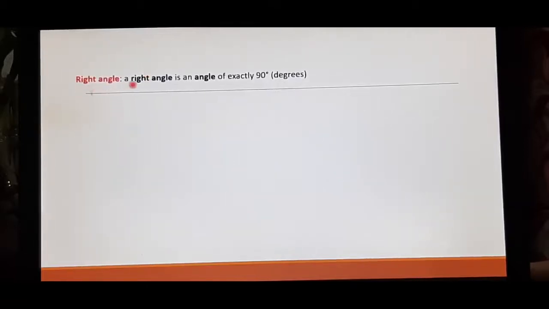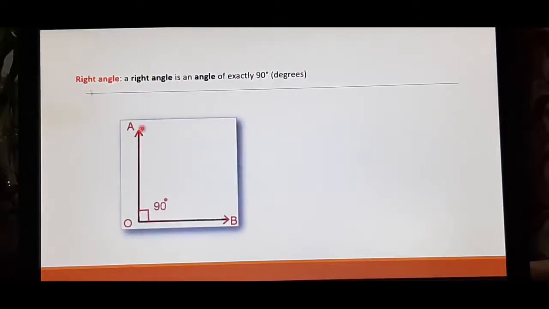Next one is right angle. A right angle is an angle of exactly 90 degrees. This is how it is represented. Straight vertical lines, and this square symbol is used to represent a 90 degree angle, and a 90 degree angle is also known as perpendicular. So always it is represented like this.